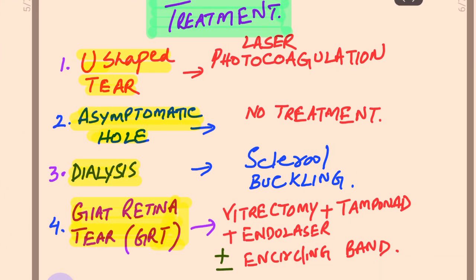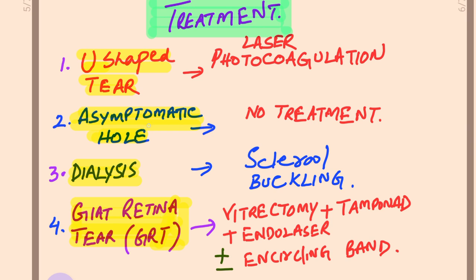Now treatment is, first of all, for U-shaped tear. If the U-shaped tear is present, then treatment is a must, and we will do treatment by laser photocoagulation. There is no discussion in case of U-shaped tear whether it is asymptomatic or symptomatic. You have to treat it when it's present. It can be treated by laser photocoagulation, or if it is causing the retinal detachment, it can be treated with the help of a sponge.